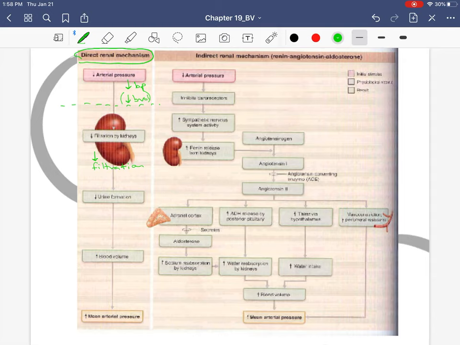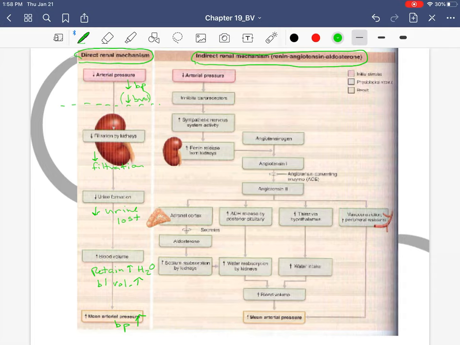If our initial problem is a drop in blood pressure, which could also be associated with a drop in blood volume, the kidneys will attempt to fix that, negative feedback, by decreasing filtration. When the kidneys filter less, there's less urine lost. So if I'm not peeing out as much, I retain more water. And if I retain more water, blood volume goes up, and if blood volume goes up, blood pressure goes up.